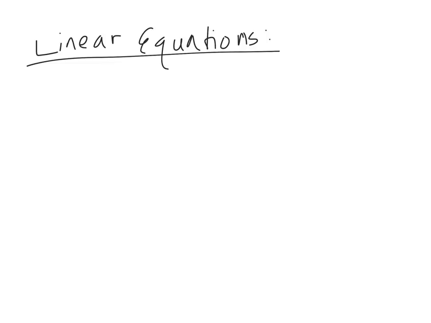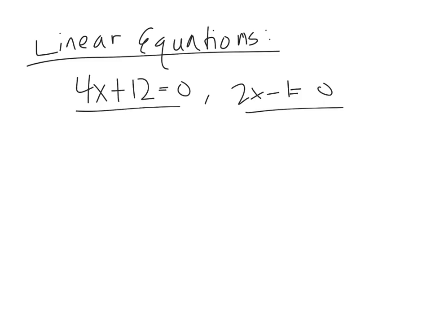All right, so really, a linear equation is anything that looks something like this. 4x plus 12 equals 0. 2x minus 1 equals 0. Those are the basic linear equations we're going to look at. And really, a linear equation is any one that can be written in the form ax plus b equals 0.